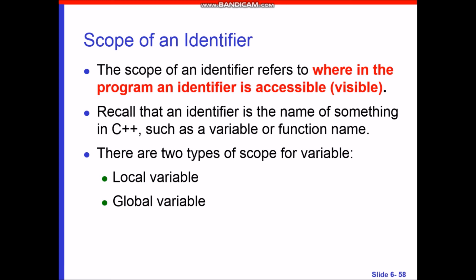So basically this scope of an identifier refers to where in the program an identifier is accessible or visible. So you need to recall the identifier is the name of something in C++, such as variables or the function name. For example, you have variables such as int number, and so on. So for your information, there are two types of the scope of variables. The first one is local variables, and the second one is global variables. So you need to know what are the differences between the local variables and the global variables.